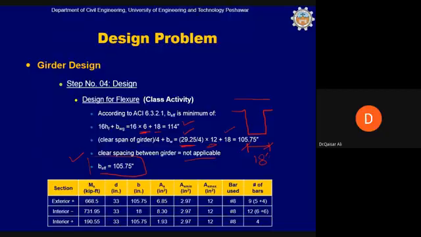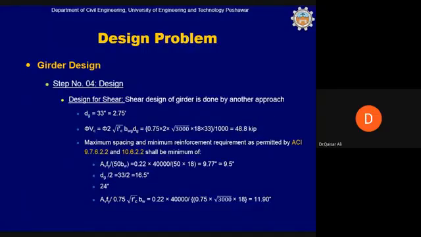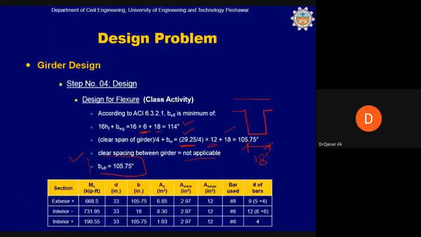Okay, so I hope you can design this girder for the given bending moments very easily. If you have any question, you can ask your questions. Otherwise, we will continue the design and we will try to complete this design of flexure and shear today. So we will move ahead. I hope this flexure design is clear to all of you.